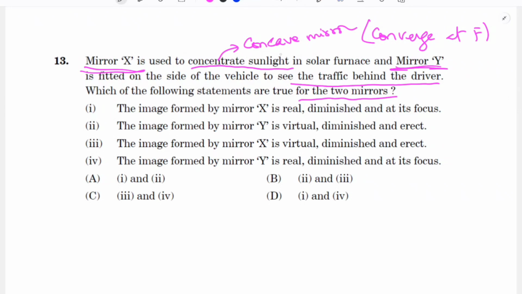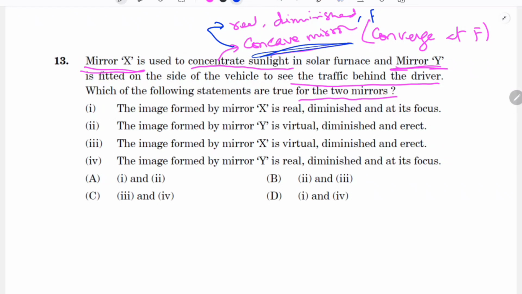And when we say concave mirror, what about the image? The properties of the image. The image formed in case of the concave mirror is real, and it will be smaller in size, diminished. These are the features of concave mirror. Concave mirror means real will be there, diminished will be there, and located at the focus. That is F. What about the other one?